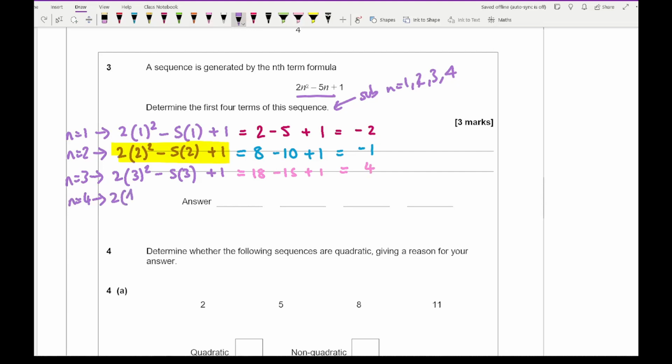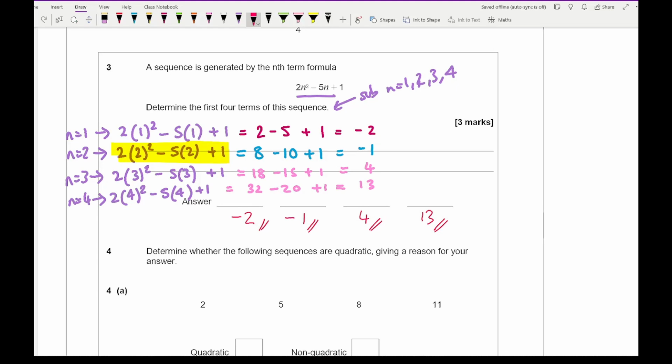I get 2 times 4 squared minus 5 times 4 plus 1. And then working that all out, I get 4 squared, which is 16, times 2, which is 32. 5 times 4 is 20, plus 1. And that gives me an answer of 13. So that means that my first four terms are going to be minus 2, minus 1, 4, and 13.